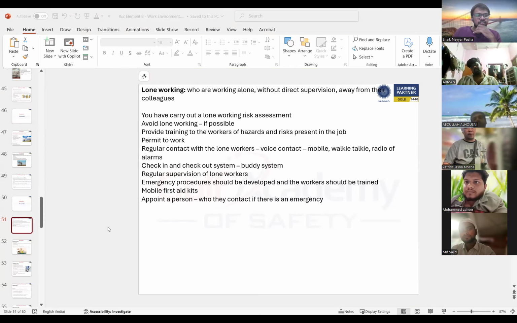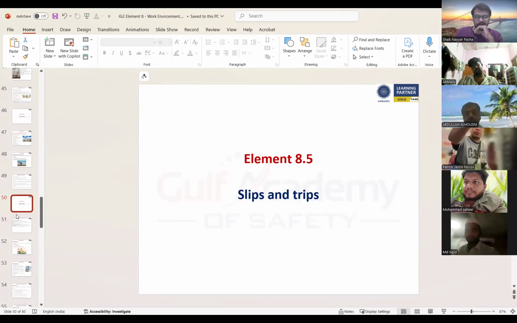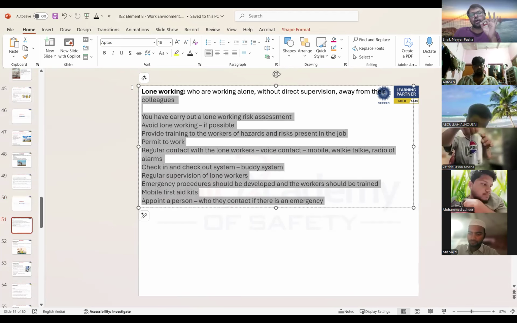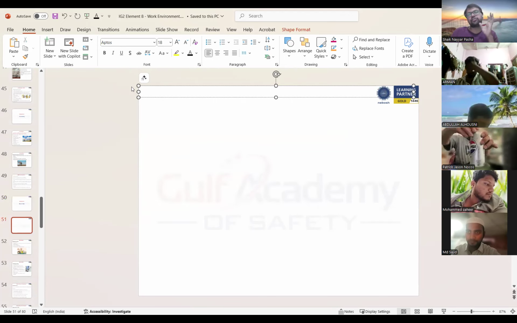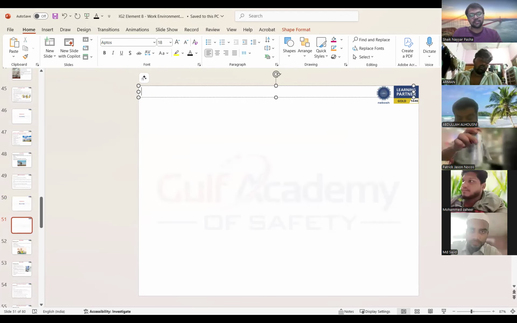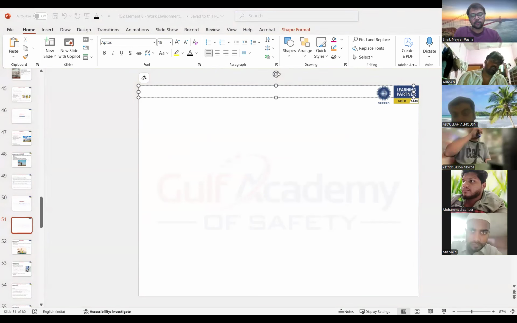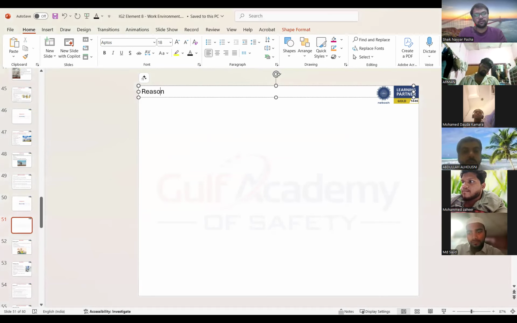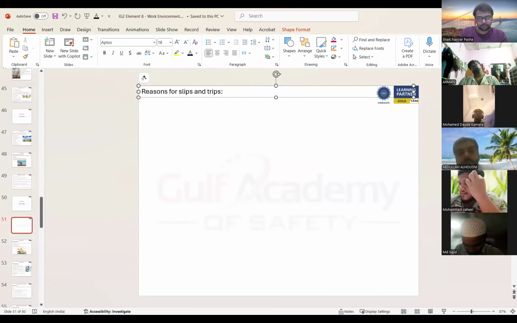The next one is slips, trips, and falls on the same level. Slip and trip hazards are the most common workplace hazards, and these hazards could result in anything from a very minor injury to a very severe injury. So now let us discuss what the reasons for slips and trips are.